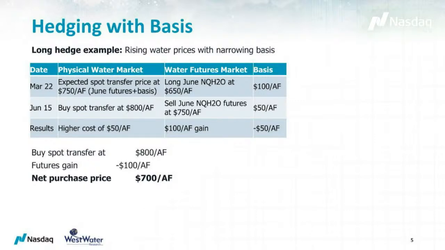Now, the result of that trade, the almond grower will have paid an extra $50 per acre foot for their water. So they paid $800 an acre foot. But from their futures trade, they realized a gain of $100 per acre foot, which offsets that physical water price. So when you consider the $800 per acre foot paid for the water, minus the gain on the futures trade of $100 per acre foot, the almond grower now has a net price of $700 per acre foot. So not only have they effectively hedged the increase in actual water prices, but they've realized a price that's lower than what they were seeing in the market in March.